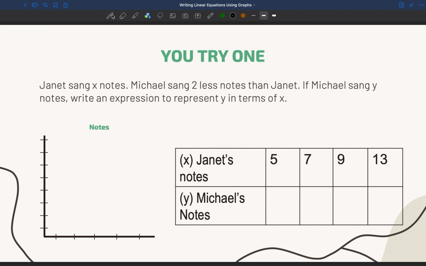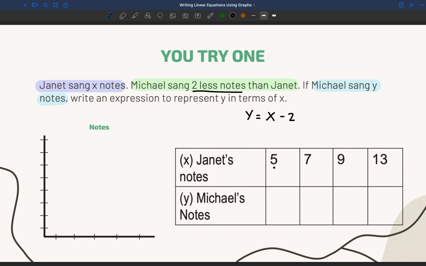All right, looking at our equation, if we know that Janet sang X notes, and however many notes Janet sang, Michael sang 2 less notes than her. And if Michael sang Y notes, express Y in terms of X. So we are going to write a linear equation first. And since it says Y in terms of X, we're going to write Y first. In terms of indicates an equal sign, so we're going to write our equal sign. And then we're going to write X next because it's 2 less notes. So X minus 2.